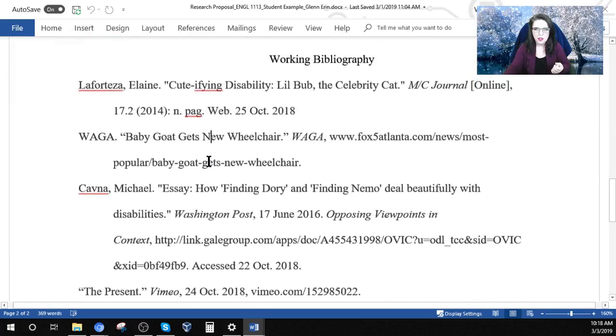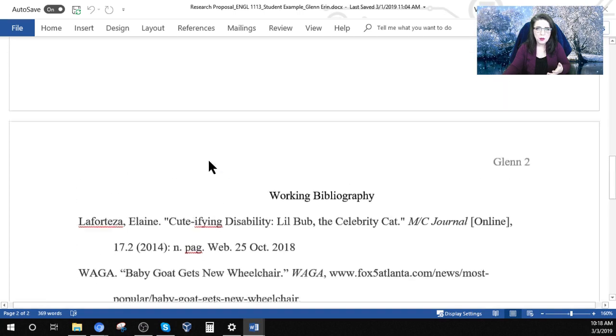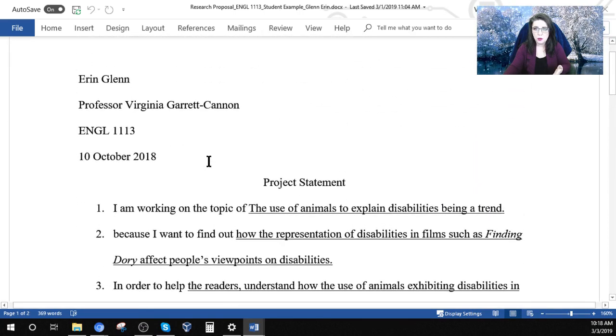assignment. You can work with a writing tutor or you can work with me to get further help with citations, but what I do want to say is that Erin's proposal was approved after I spoke with her to make sure I understood where she was going.